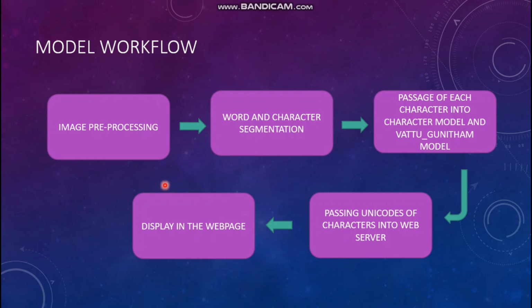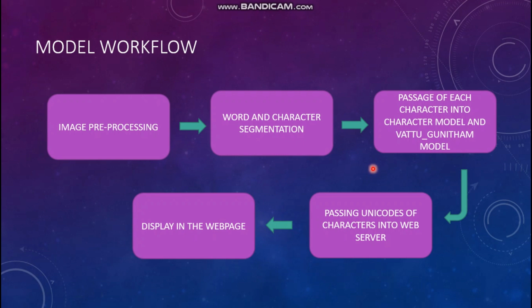The model workflow. So first comes the image preprocessing. Well, what happens in the image preprocessing? First we remove the noise because the input images can be taken from a phone's camera or can be a printed document also. After that the skew correction takes place. From the resulting images we have segmented the lines, words and the characters using our segmentation algorithm.